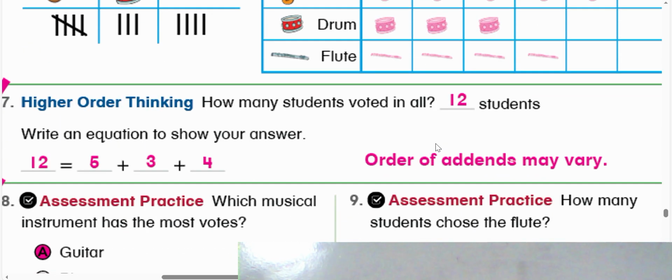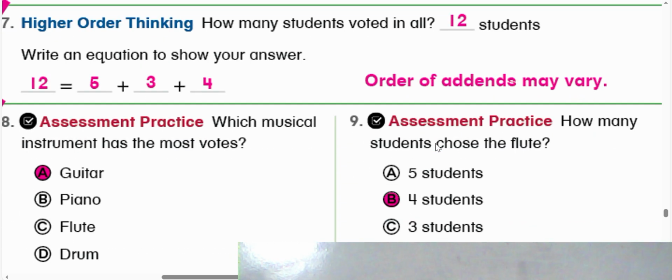Higher order thinking. How many students voted in all? The total will be 12 students. Write an equation to show your answer. 12 equals 5 plus 3 equals 8, 8 plus 4 equals 12.